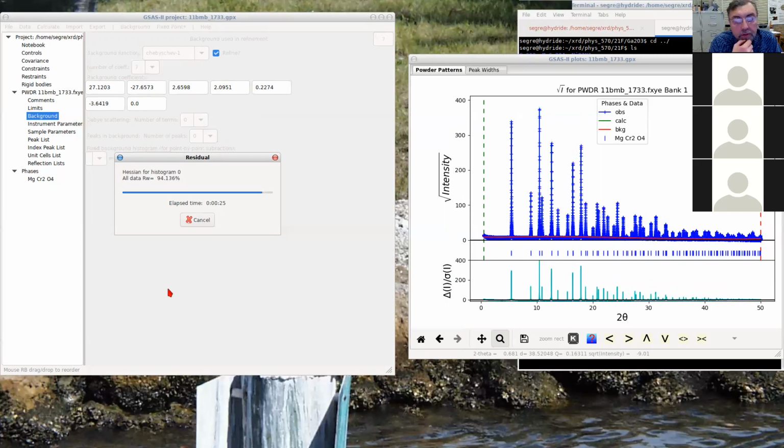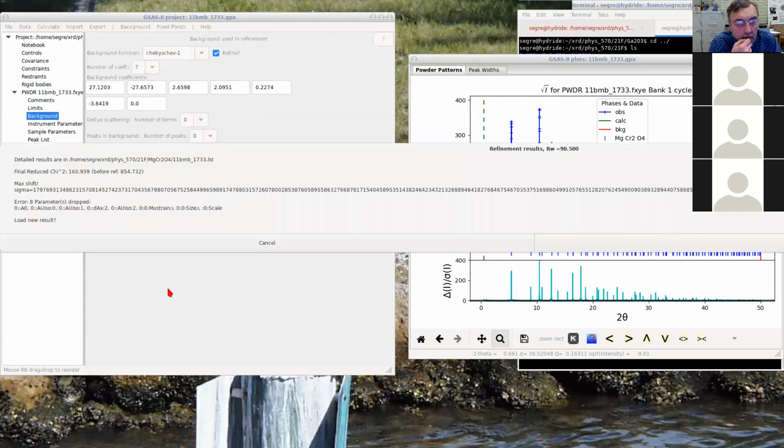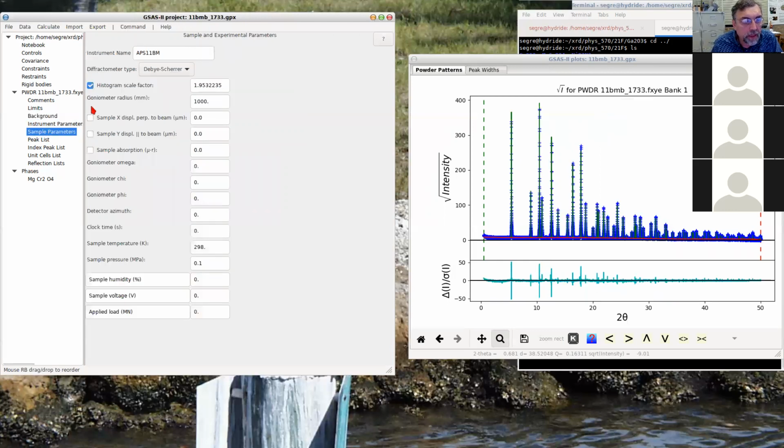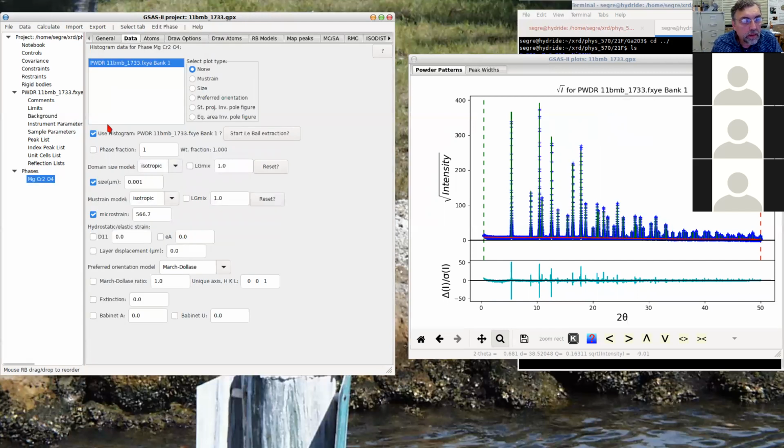So this is a little lesson. I should have looked at the background beforehand to make sure that 6 parameters was sufficient. And this is not great. What possibly happens is you get into a local minimum and then you go off somewhere else, and that's not good. So let's go back to the sample parameters and cut down magnesium, and unclick these and let them go.